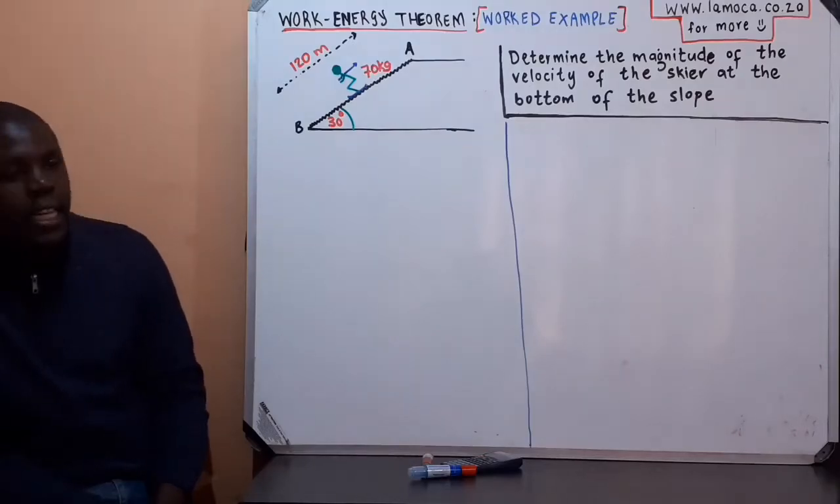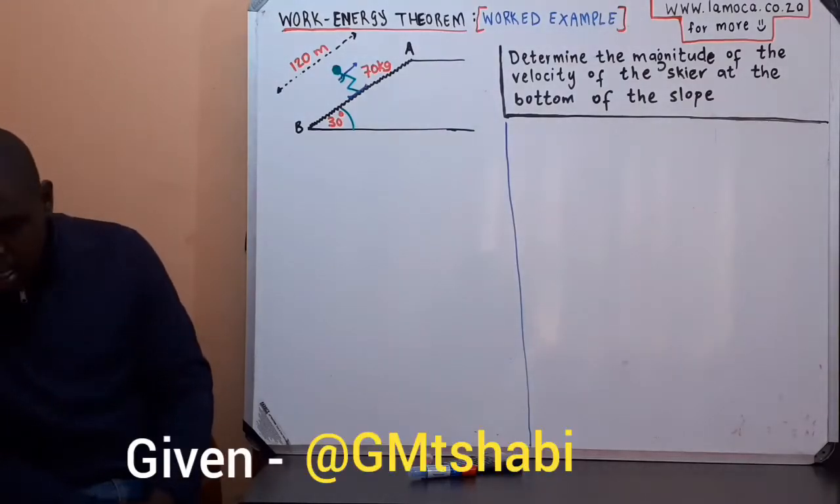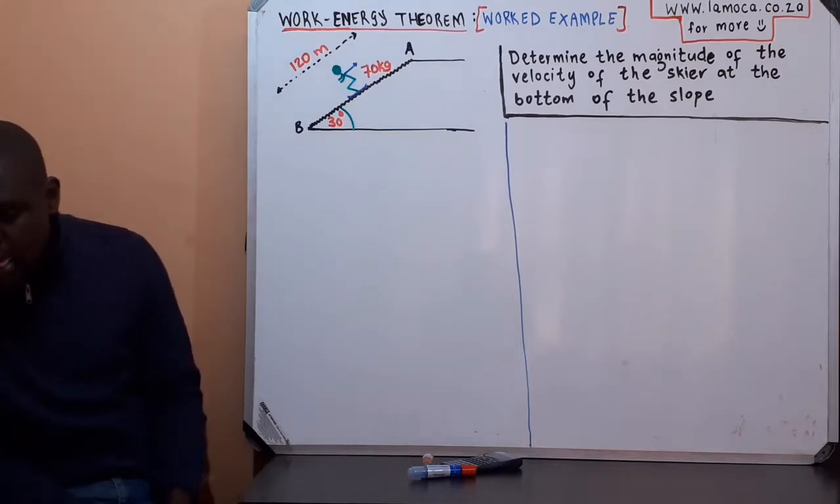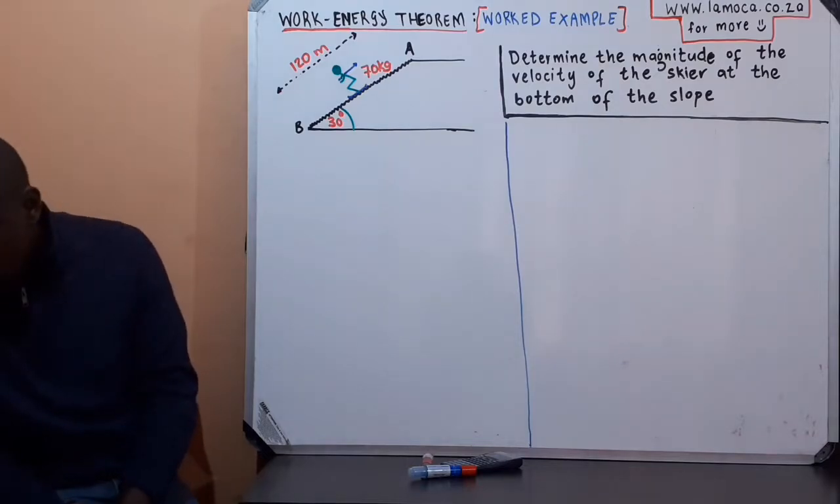Let's look at another example of the work energy theorem. The question reads: a skier of mass 70 kg is ready to ski. He starts from rest at point A and skis down an inclined slope of 30 degrees to the horizontal. He skis straight down from point A to point B over a distance of 120 meters without his ski poles touching the snow, as shown in the diagram.